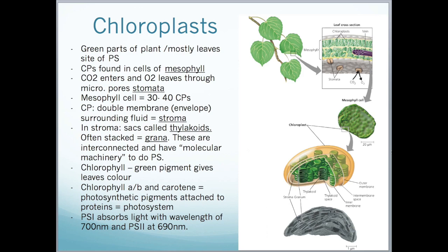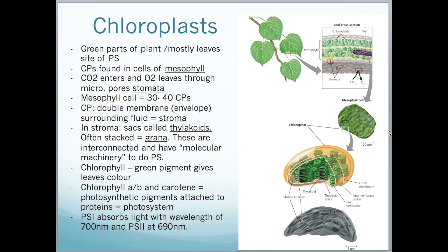Inside the envelope is a fluid called stroma, and in the stroma we have the sacs called thylakoids, and they're often stacked, as shown here. If we have many of them, we call them grana, or a single one will be called a granum. All these grana are interconnected and have molecular machinery that carries out photosynthesis.